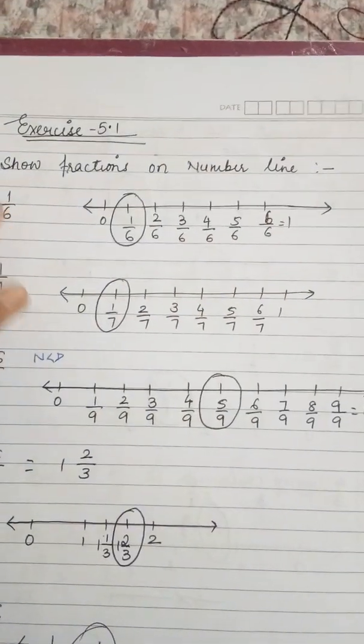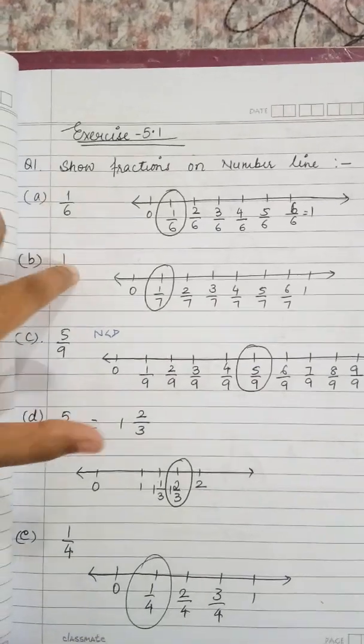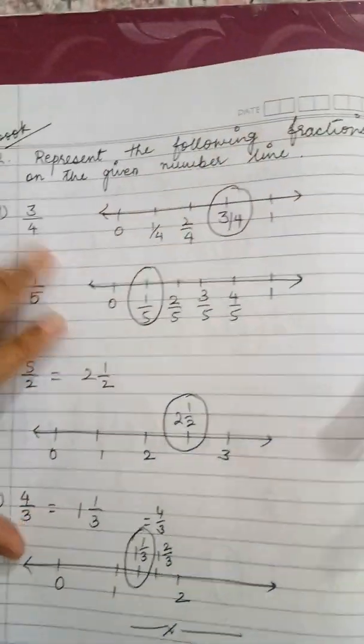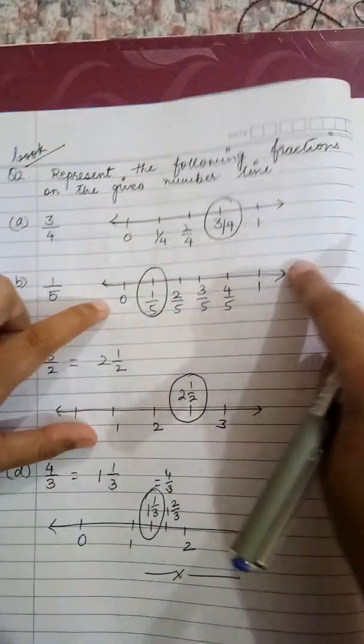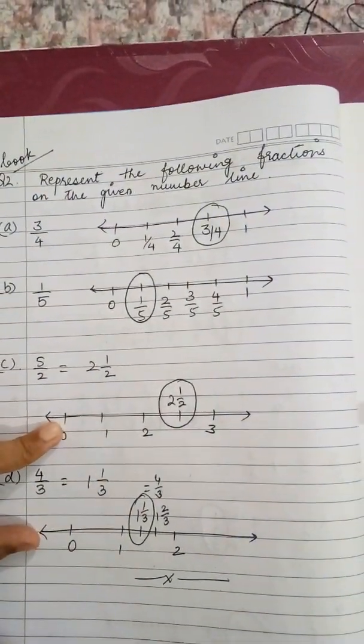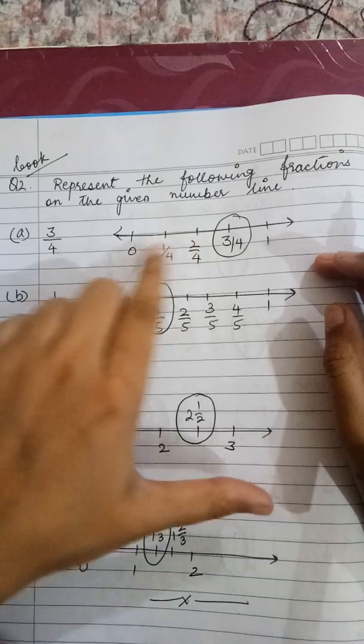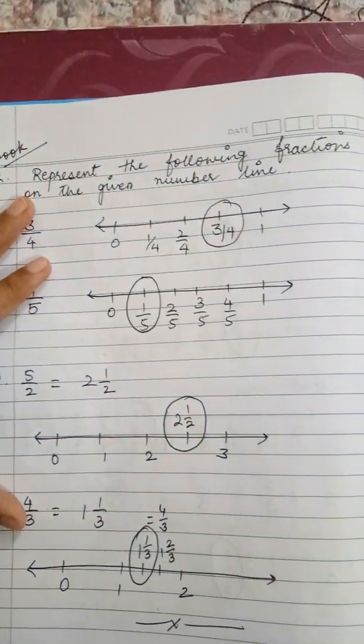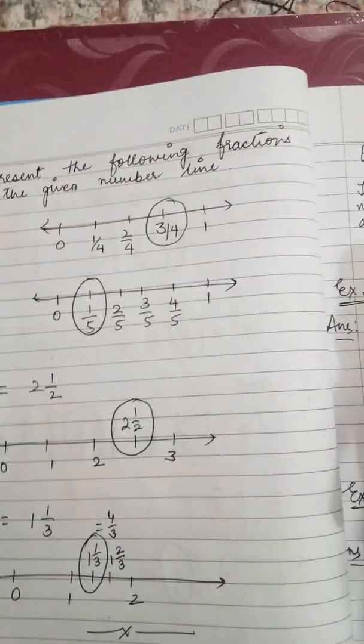So you have to do exercise 5.1, question number 1 in the notebook. Okay, question number 2 you are going to do in the book. In your book, these number lines are already there. So what you have to do, you just have to represent these numbers there. Now how you are going to do this?